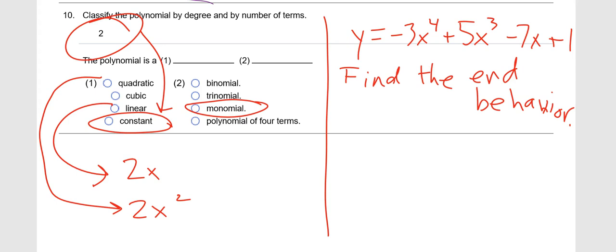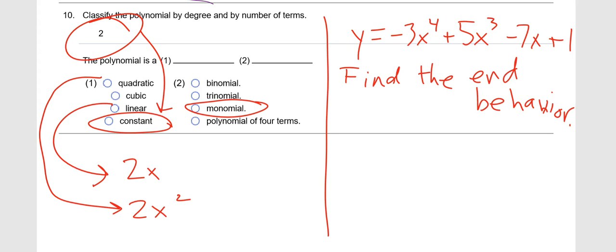Which term out of those four do I really need to pay attention to? That one right there is the one. So do me a favor and circle that term because that's the one that's the most important. Now, out of that term, what's the leading coefficient? Good. Leading coefficient is negative 3. Good. What's the degree? 4.